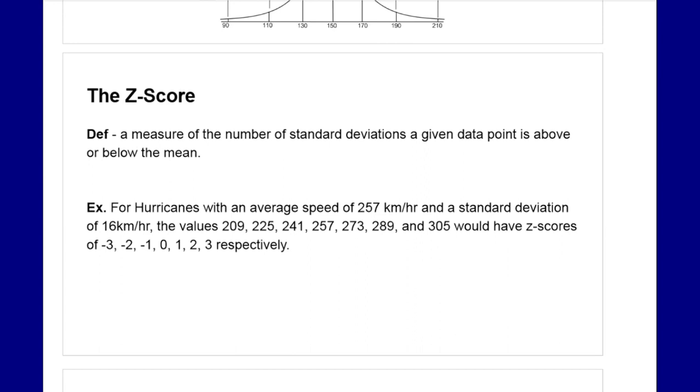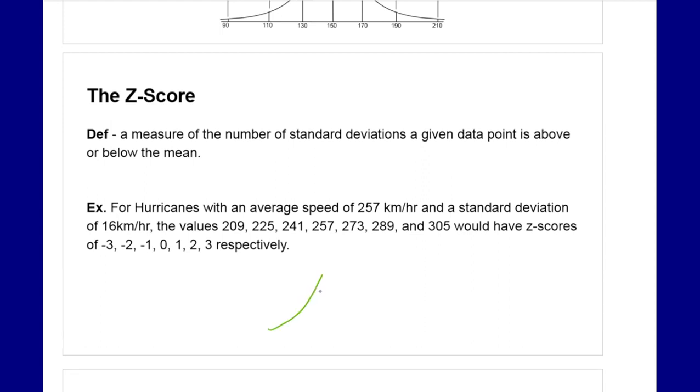Z-scores by definition are a measure of the number of standard deviations a given data point is above or below the mean. So the Z-score is basically just another way of saying the number of standard deviations away from the mean a data point is. For example, hurricanes with an average speed of 257 kilometers per hour and a standard deviation of 16 kilometers per hour have values of 209, 225, 241, 257, 273, 289, and 305. Those would have Z-scores of -3, -2, -1, 0, 1, 2, and 3 respectively. So what do we mean by that? What does all that mean?